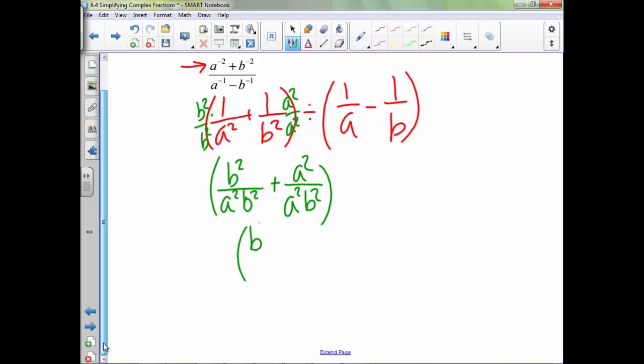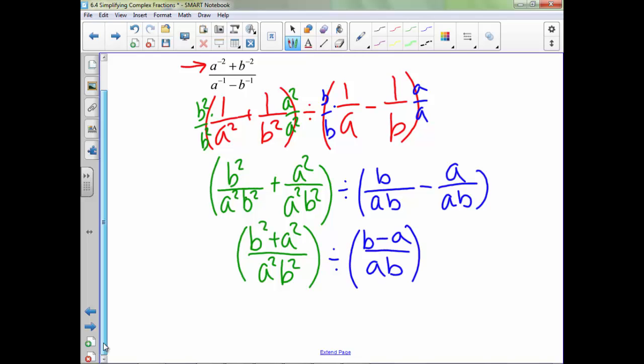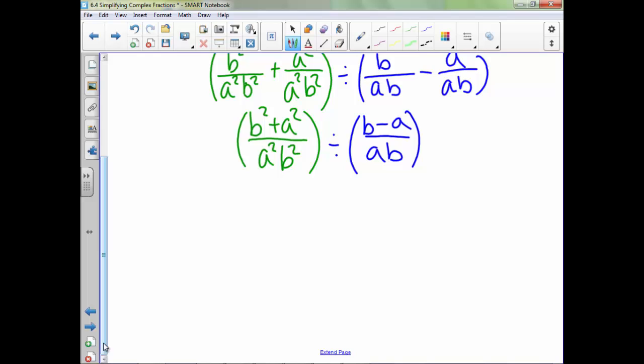So our numerator here is b squared plus a squared over a squared b squared. And then on the left here, once again our common denominator is ab. So multiplying by b over b and a over a. So now let's change this to multiplication by the reciprocal.